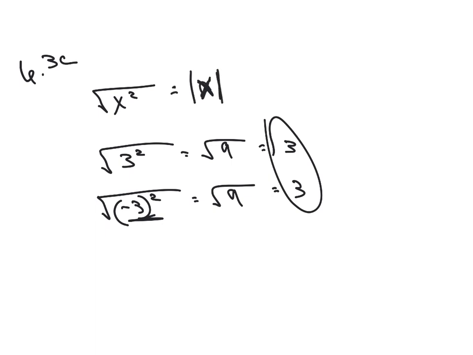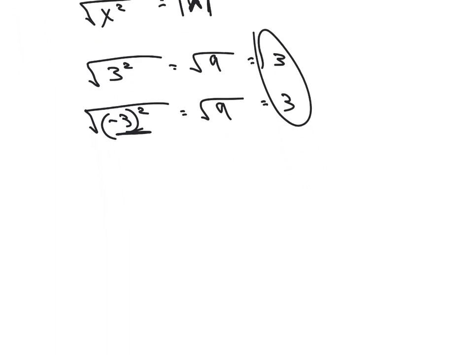It means that no matter if this is a negative or a positive number, when we square it and take the square root of it, we're going to get a positive number. So if the number is positive, we get a positive. If it's negative, we get a positive. So that's what this property right here is, at the top of page 519.